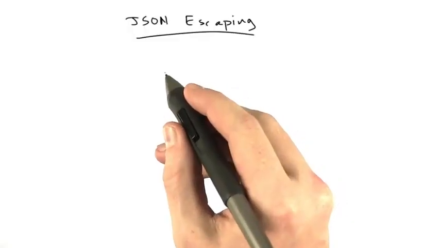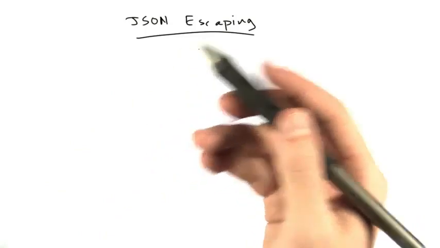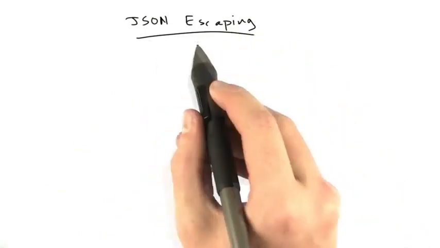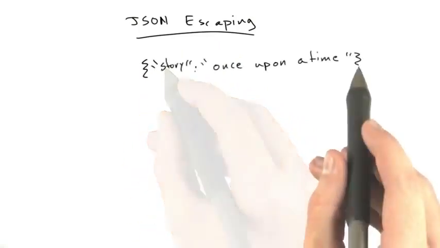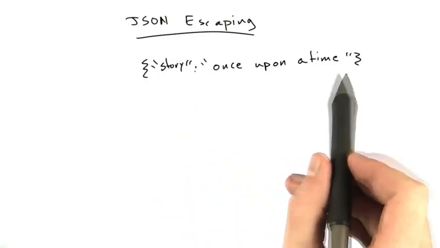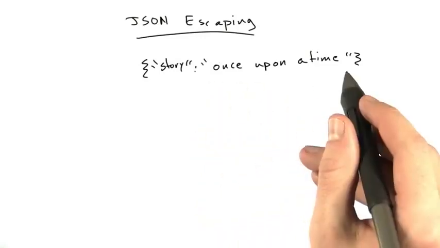Do you remember when we were learning HTML and we had to escape our HTML content so it renders appropriately in the browser? If not, we covered that in Unit 2, I believe. JSON has a similar issue. So, if we have this little JSON blob, a little dictionary that maps the key story to the string once upon a time, this is valid JSON. Our key is surrounded by double quotes, and our value is surrounded by double quotes.